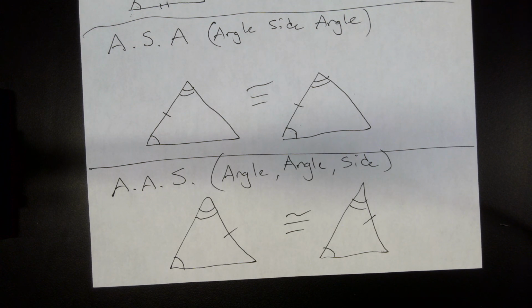So those are the 4 ways to prove that two triangles are congruent: side, side, side; side, angle, side; angle, side, angle; angle, angle, side. Okay. So, any questions on any of that?